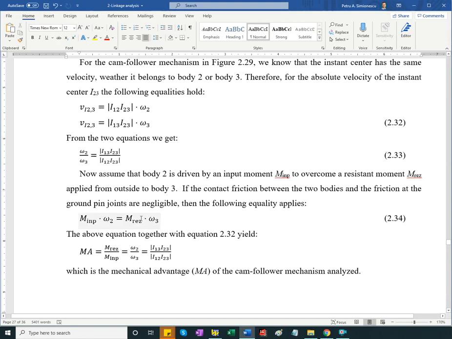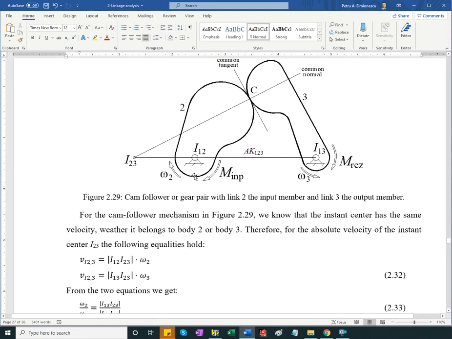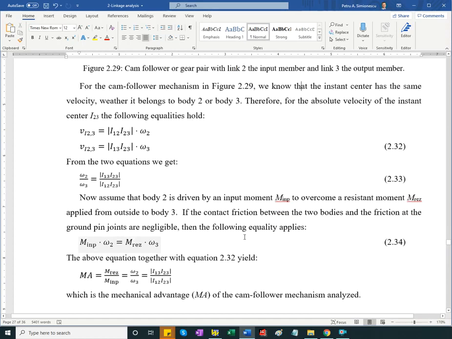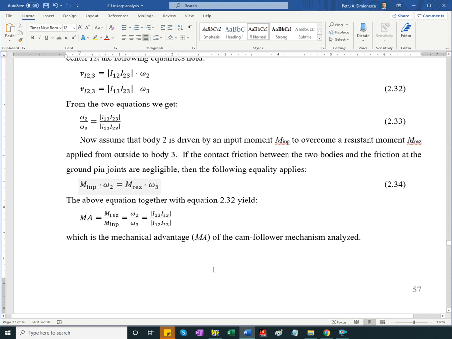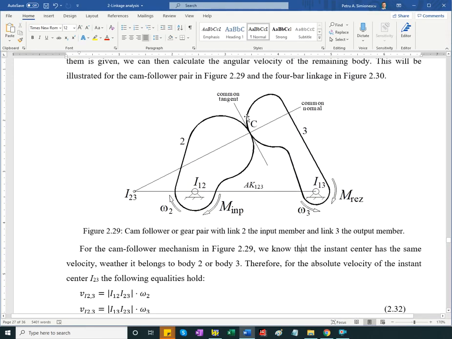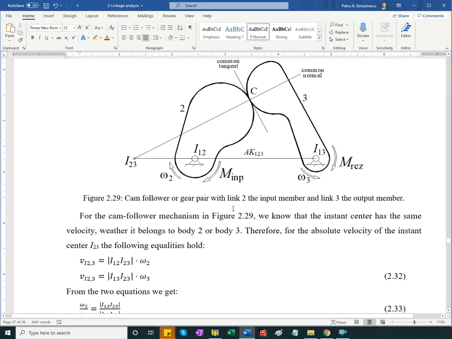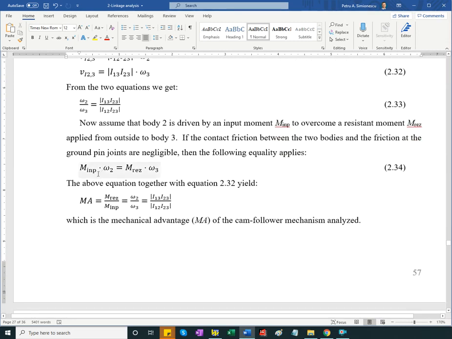Furthermore, we can calculate the input moment and output moment ratio, which is the mechanical advantage. So mechanical advantage is the resisting moment over input moment, and we're assuming that there's no significant friction between the two bodies as they slide. They're well lubricated, so the power is conserved. There are no losses. Work is conserved. Work per unit time is conserved. That is power. Input power equals output power.